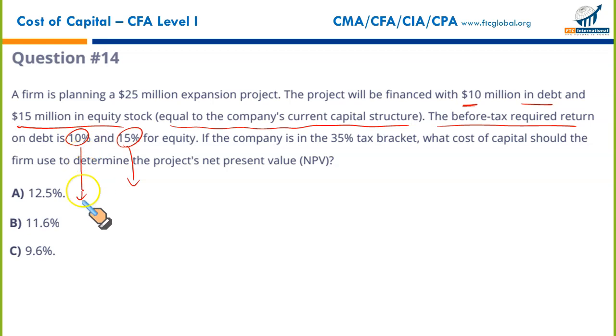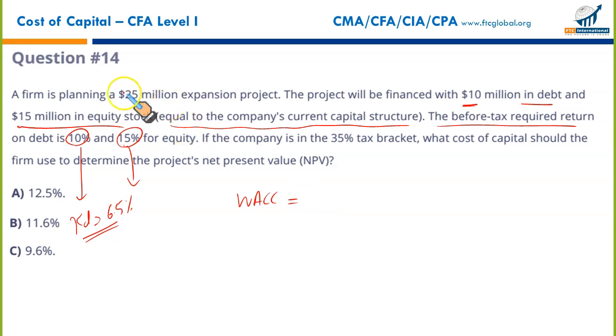Convert this before tax cost of debt into after tax by just multiplying 10 with 1 minus the tax rate. That is 6.5 straight away. After tax cost of debt is 6.5. Cost of equity is 15. You need to calculate weighted average cost of capital.